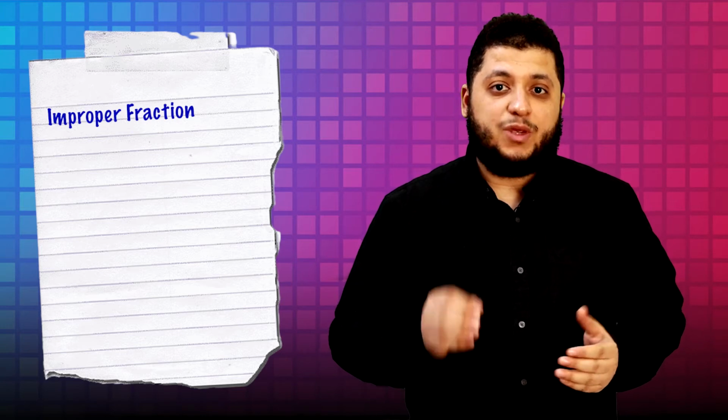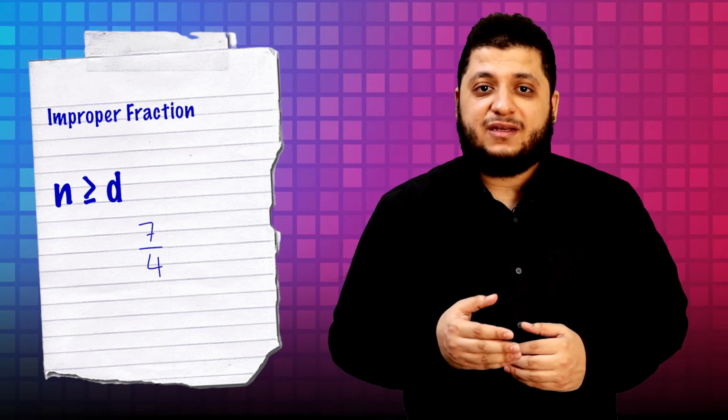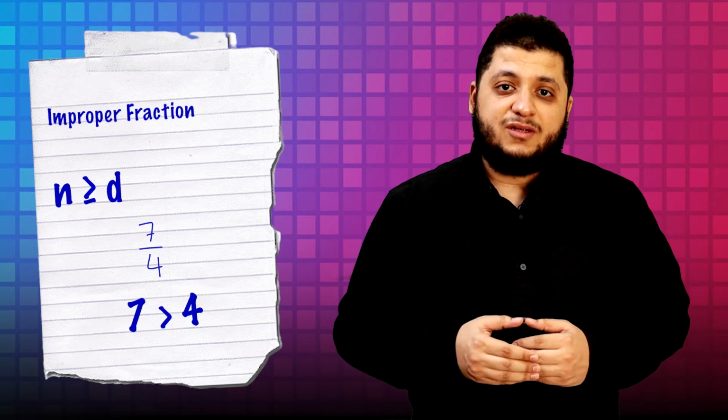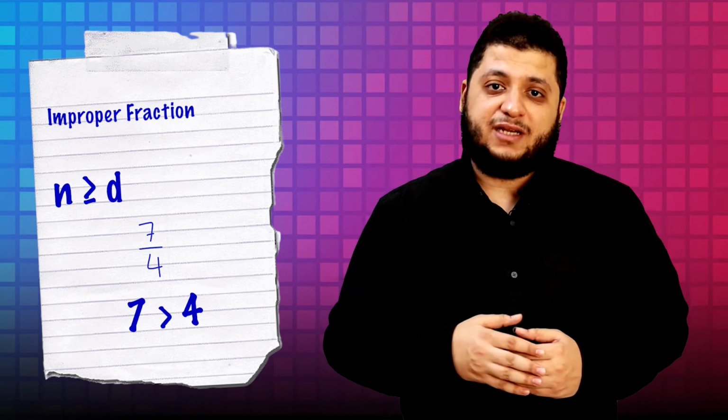Second kind, improper fraction. In improper fractions, we have numerator greater than or equal to the denominator. For example, 5/5, which is 1 whole, is an improper fraction. Also 7/4, where 7 is greater than 4. So this is an improper fraction as well.